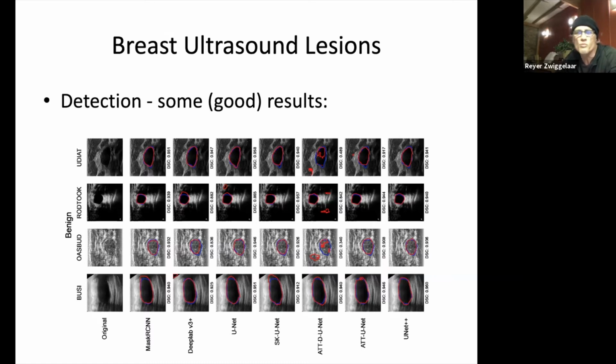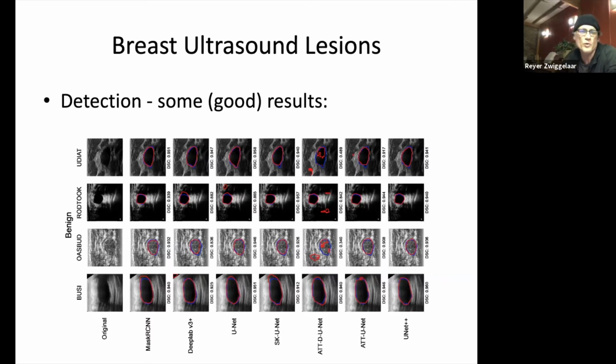Anything below 0.5 I would doubt. And as you can see, some of these networks perform poorly as well. If I look at the 5th or 6th column, you can see a number of regions that have been detected outside the annotated region, and it has broken up the annotated region as well. So it's not performing that well.